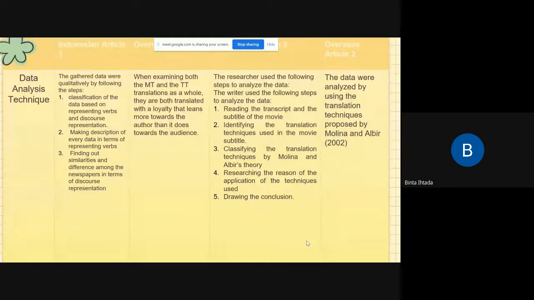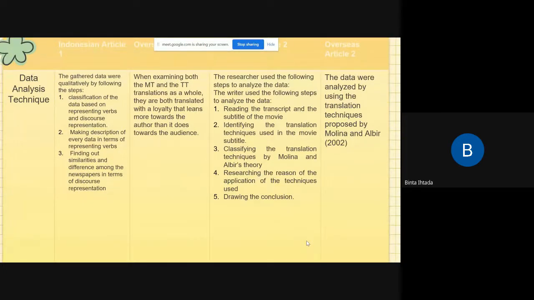Data analysis technique. In the first article, they gathered data qualitatively by following these steps. The first step is classification of the data based on representing verb and discourse representation. Second, making a description of every data in terms of representing verb. And the last is finding out similarities and differences among the newspapers in terms of discourse representation.